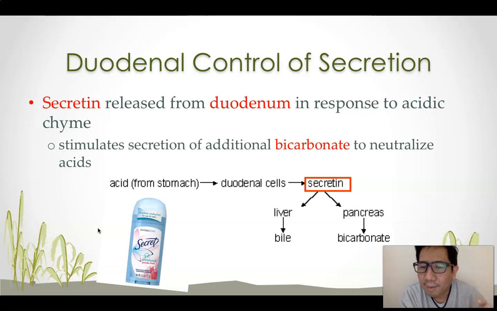So the body has to come up with some way to balance out that highly acidic chyme, because it still needs to break down the food to absorb it into your body. But if it keeps breaking that down, it's going to break down itself because it's too acidic. So your duodenum secretes secretin. Secretin controls your pH and helps your small intestine last longer. It helps with bicarbonate to neutralize those acids.